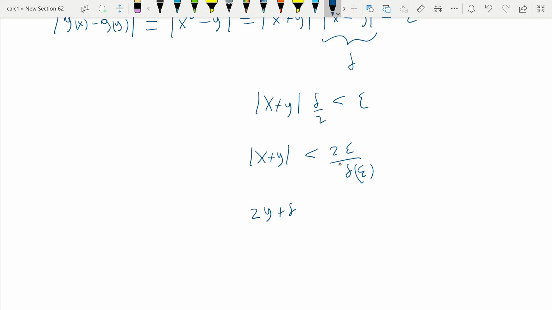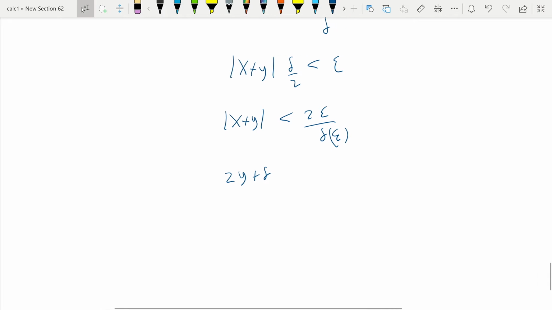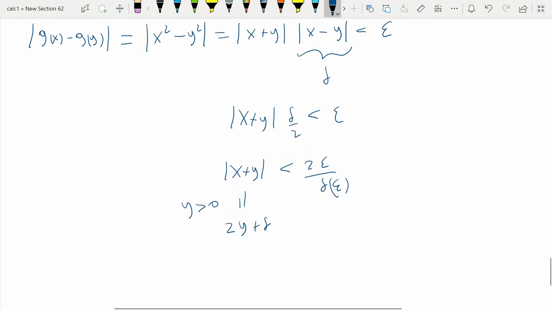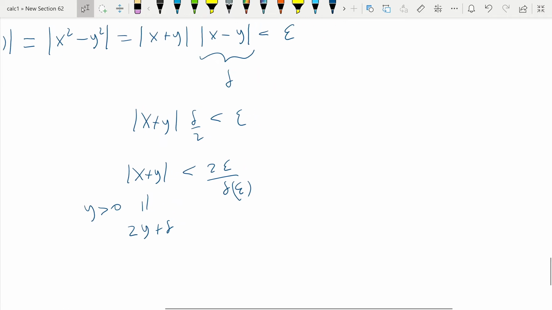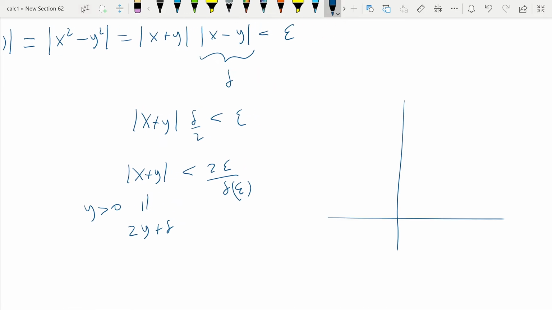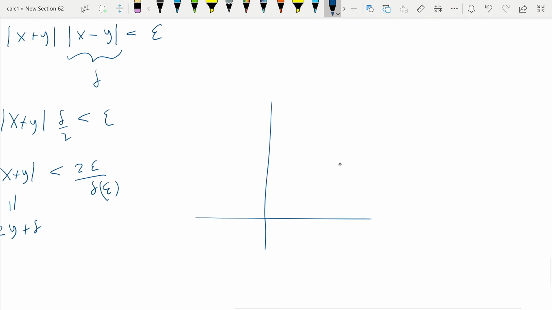And if y is positive, then this is exactly equal to that, if y is greater than 0. And you see here that it would be implying that y is bounded from above, while you can take y to be arbitrarily large. You can see what's going on here in the graph of the function x squared.